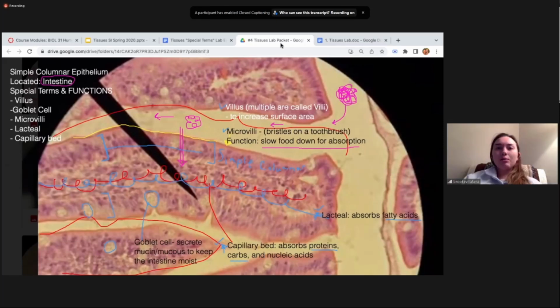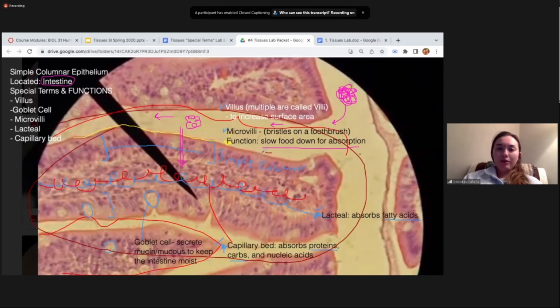Yeah, so someone asked about the microvilli versus the villi. The villi is like this entire tower, like this big, massive thing. I'm trying to find a color that I haven't used, so I'll just draw a circle around it. This whole thing that I drew a circle around is the villi. Does that make sense? It's really big.